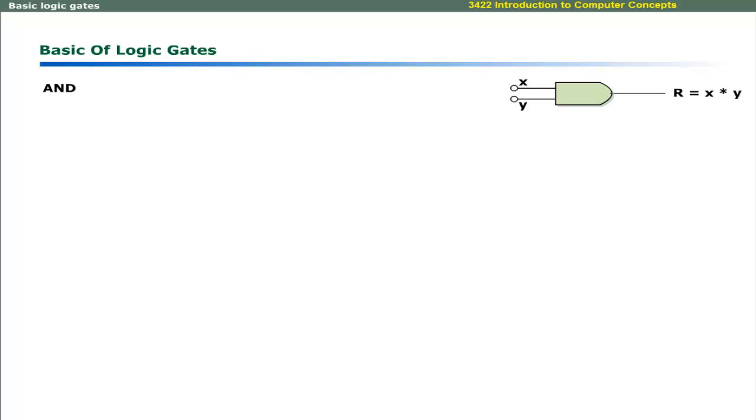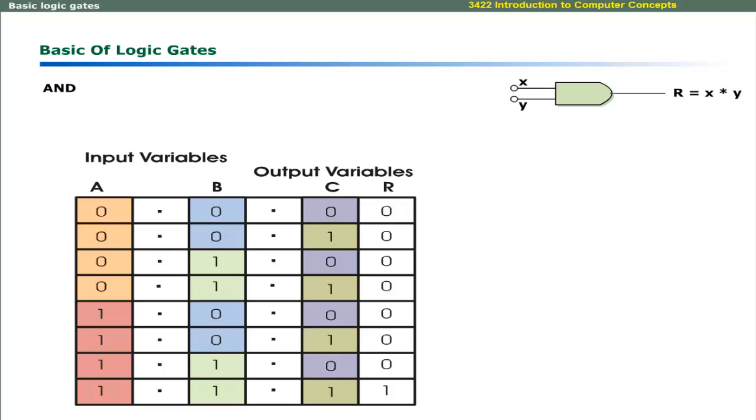AND gate is physical representation of logical AND operation. It is drawn like this. It takes at least 2 input signals. This truth table represents AND operation for 3 input variables. It is important to note that the result of logical AND is true when all input variables are true.